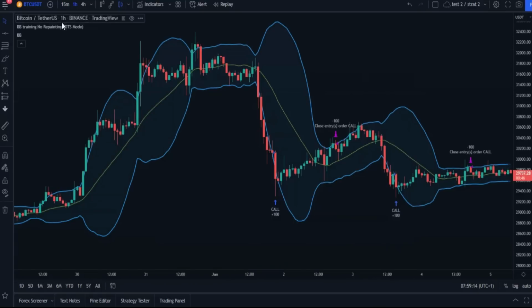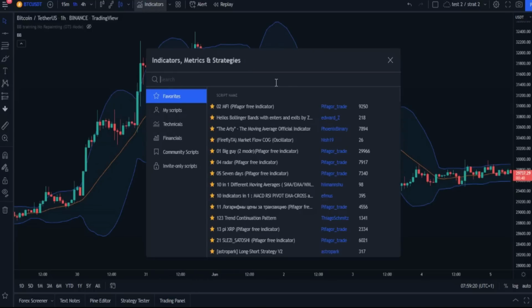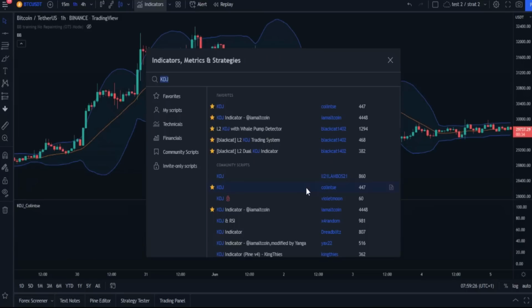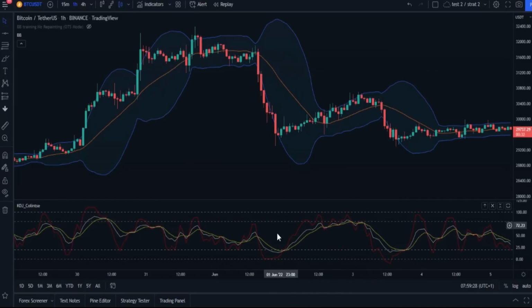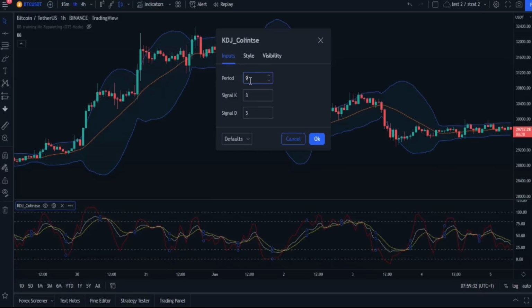And let's hide the strategy, we don't need it anymore. Open the indicators box again and look for the KDJ indicator. Choose this one, which was created by Collins. Now open the indicator settings. Change the period to 25 and leave the others on 3.